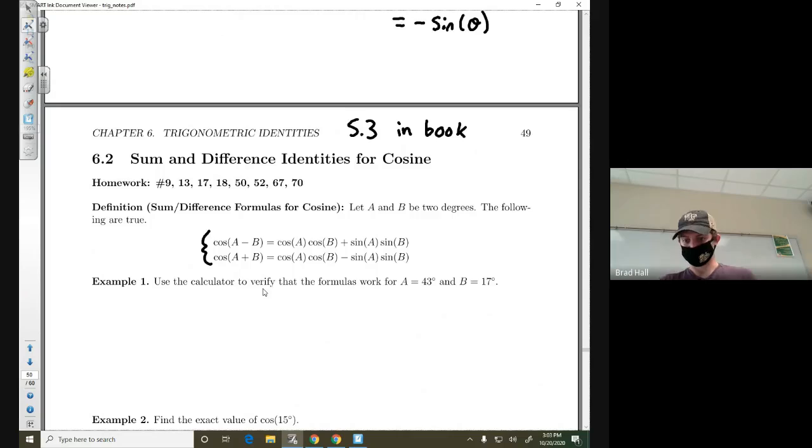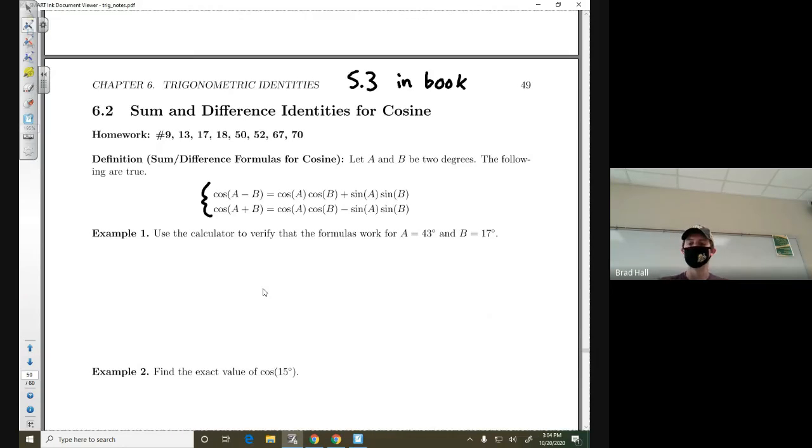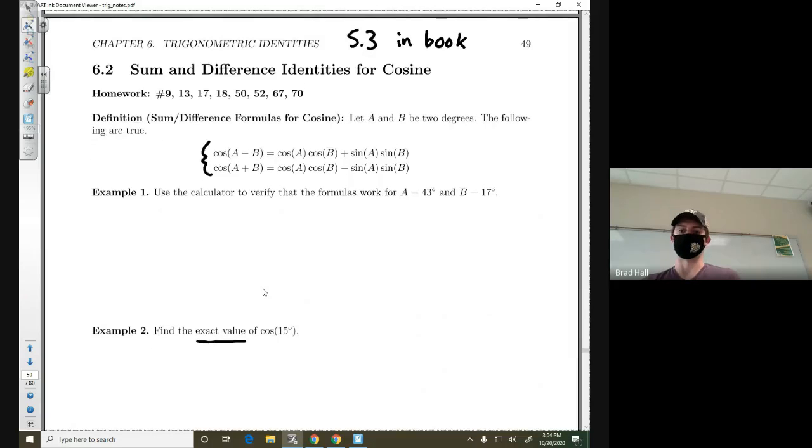As you see, there are 2 new formulas, called the sum and difference formulas for cosine. This allows us to simplify cosine values. We'll see the reasoning why this is helpful, especially as it pertains to exact values instead of approximations. But there's really nothing more to say other than let's look at these examples and see what is going on.